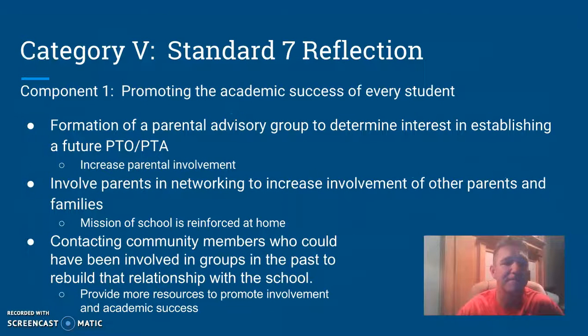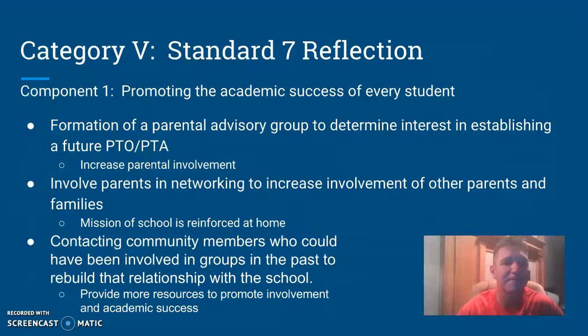Category 5, Standard 7 Reflection. Component number 1 asks, how does my plan promote the academic success of every student? By forming a parental advisory group, this could determine the interest in establishing a long-term future PTA or PTO, and this increases parental involvement, which we know is essential to a successful school community. By involving parents in networking, this increases involvement, gets more people to attend the meetings, getting them to buy into the school mission and be involved.